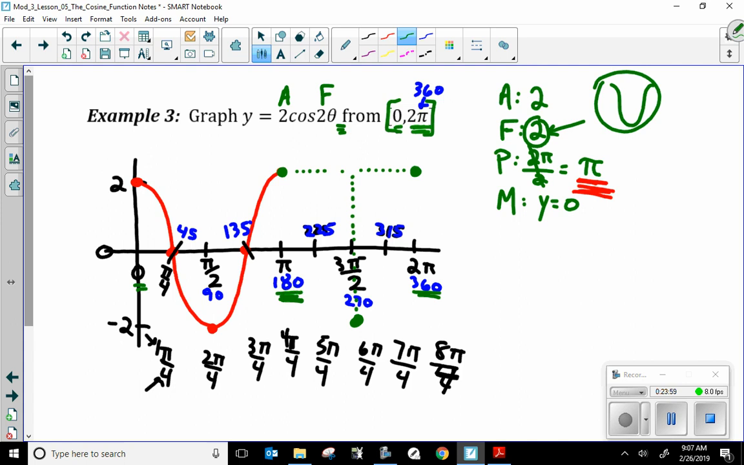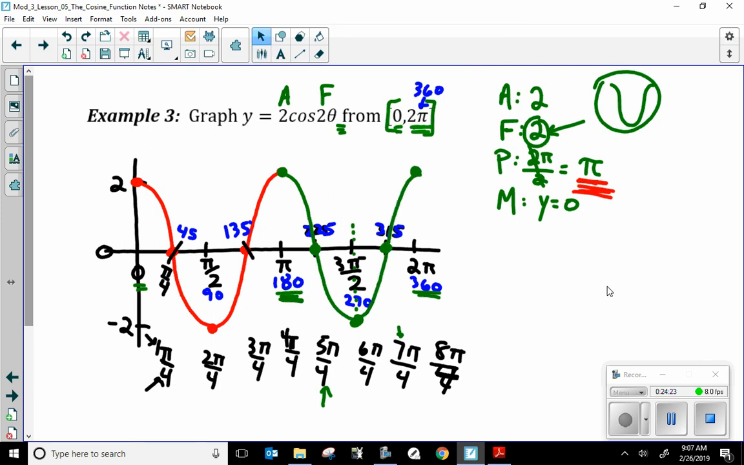And in between my ups and lows, at 225, or 5 pi over 4, and at 315, which is 7 pi over 4, that's where it's going to cross the midline. Of course, these little dotted things aren't going to be there. And now we have another curve.